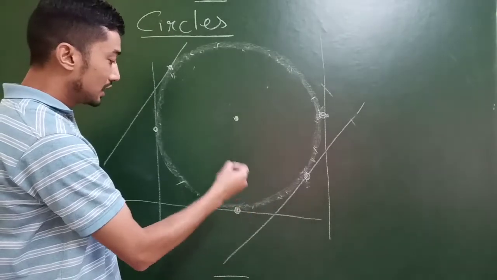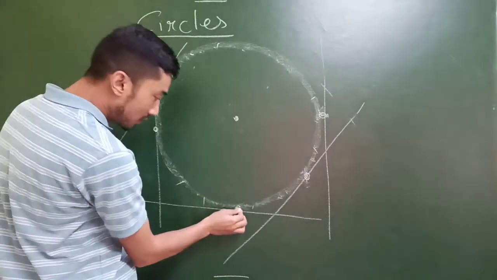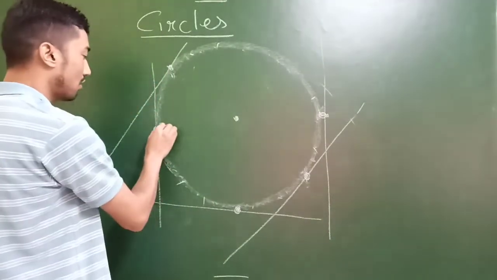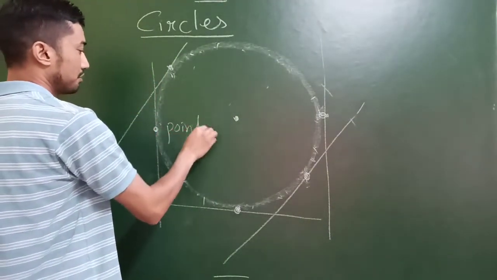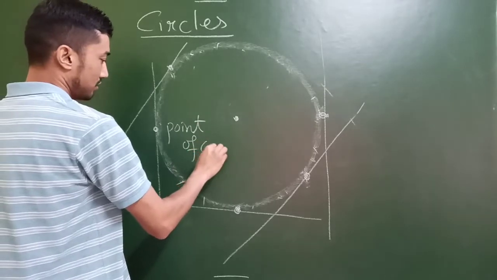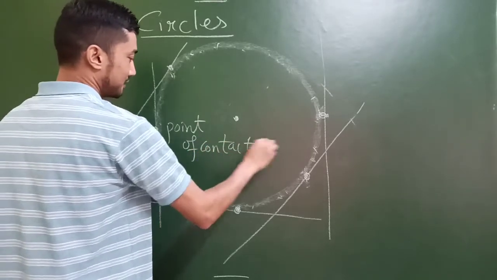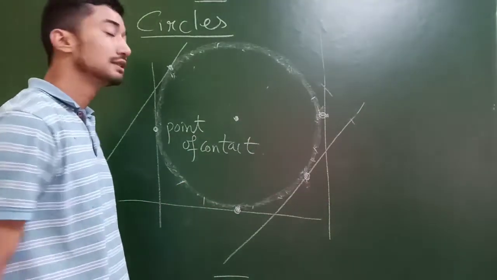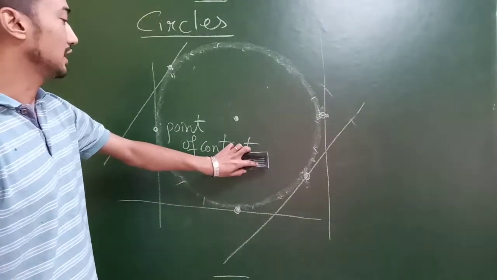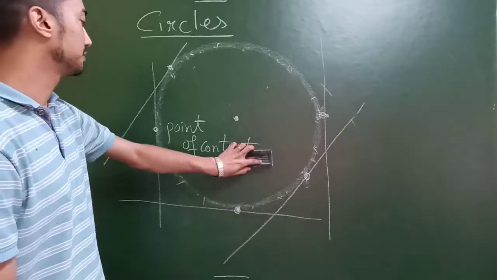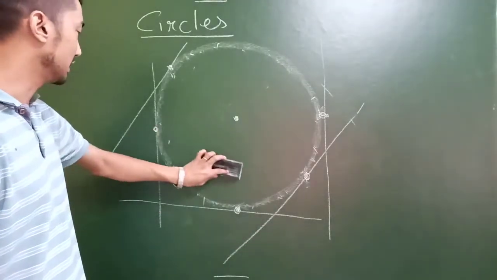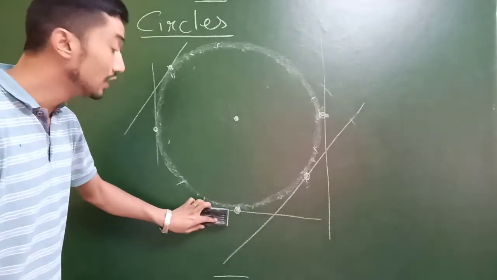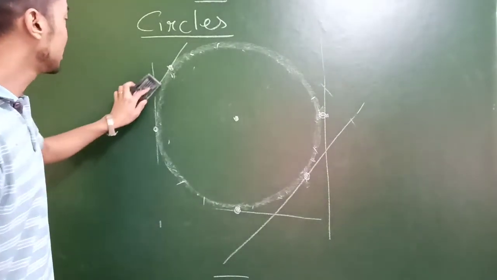Now, some of the terms: the point where the tangent touches the circle on the circumference is called the point of contact. Okay, that is called the point of contact. Alright, point of contact. Done? So let's not forget that term. Point of contact means the point where the tangent touches the circle.